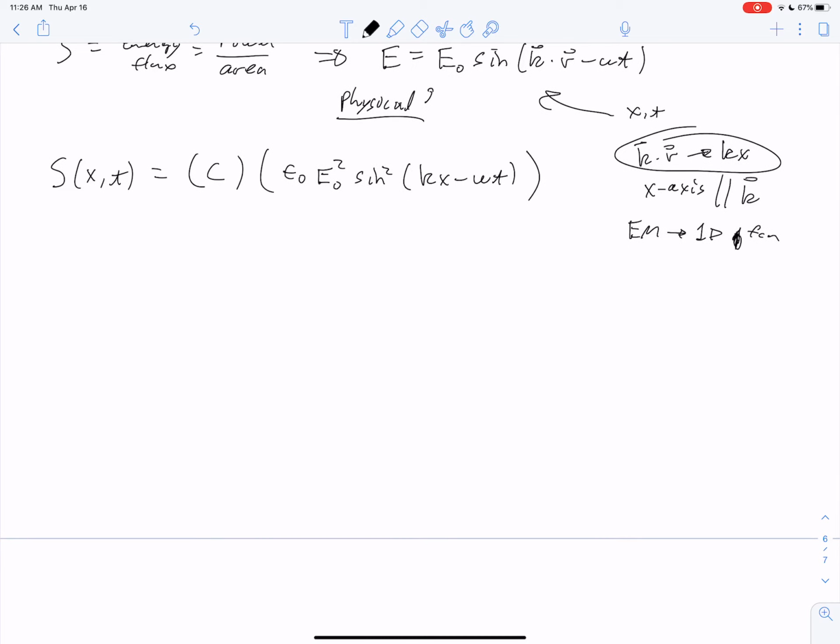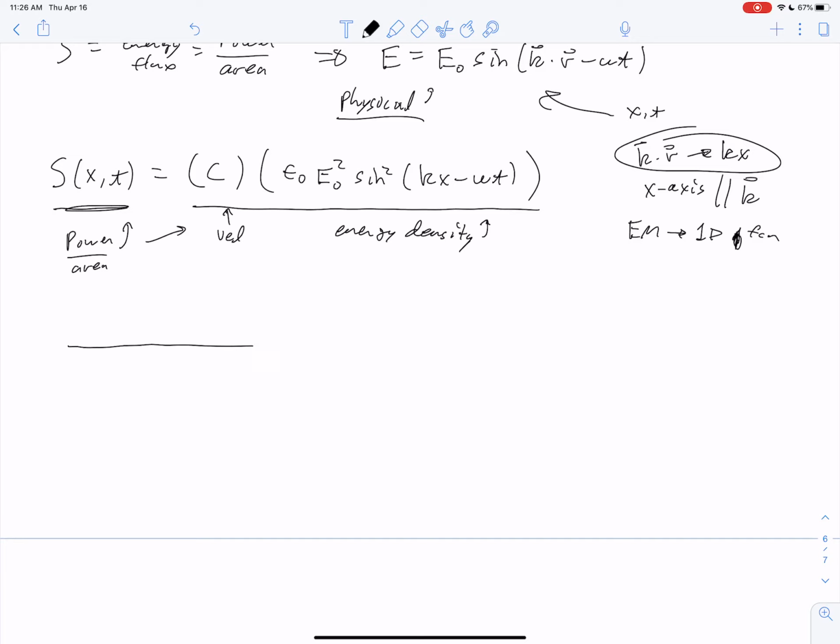The reason I brought this up is because I want you to visualize it. This is the power carried by the electromagnetic wave, power per area, and this is the velocity and this is the energy density. The picture you should have in your head is this energy density. There's energy, but the energy varies with this sine squared. So think of it kind of like this.